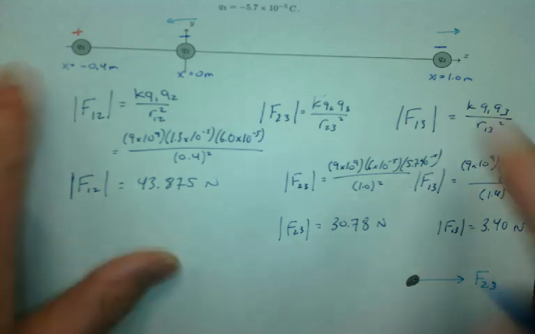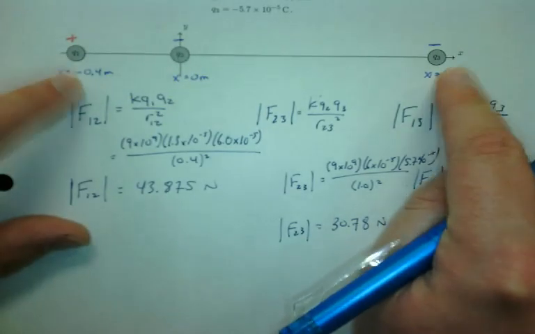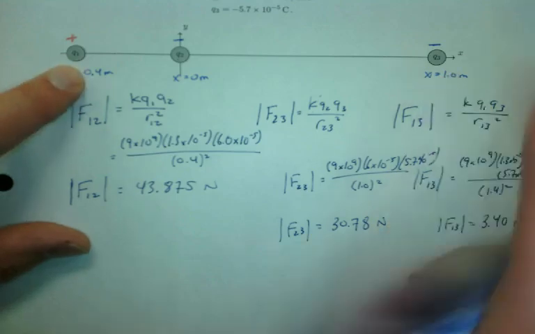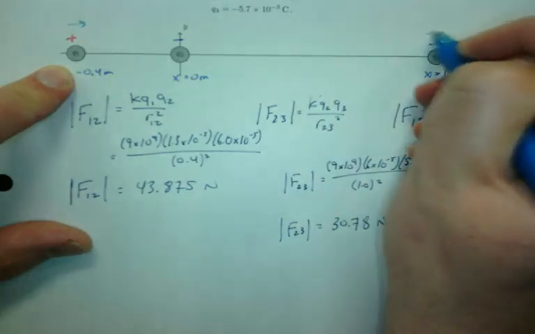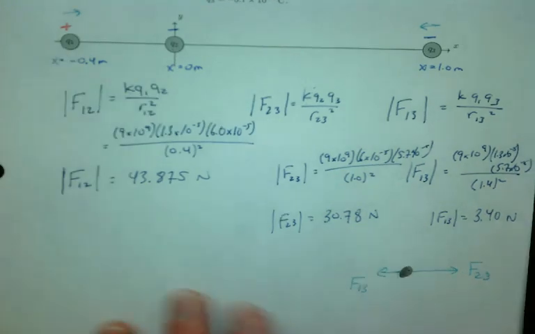What is the force between 1 and 3 doing? So I'm going to erase this so we don't get confused. What is the force between 1 and 3 doing? Well, 1 and 3 are positive and negative. They're unlike charges, so they're attracting. So which way is 3 going? 3 is going left. So the force between 1 and 3 is that.